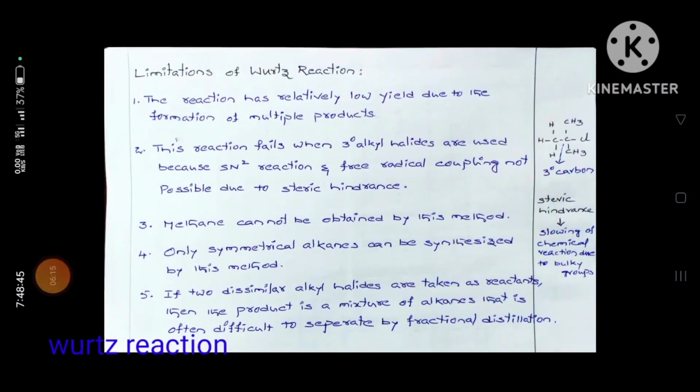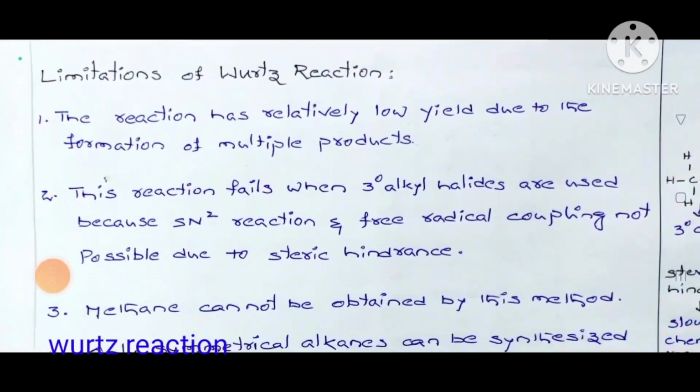Next one, what are the limitations of Wurtz reaction? Wurtz reaction has some limitations. First one, the reaction has relatively low yield due to the formation of multiple products. Due to the formation of multiple products, our required higher alkane or symmetrical alkane is always obtained in low yield. Second one, this reaction fails when tertiary alkyl halides are used.